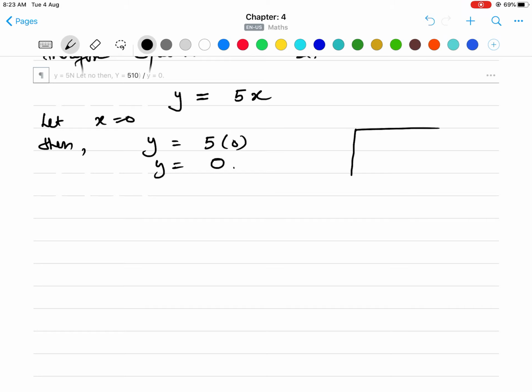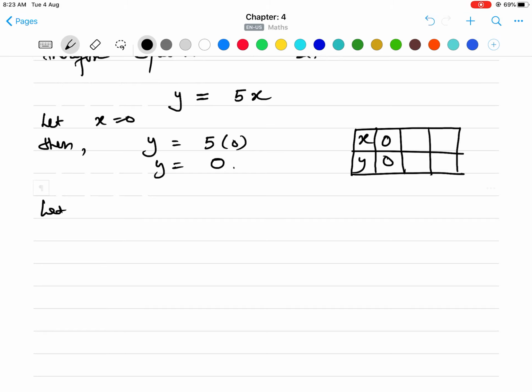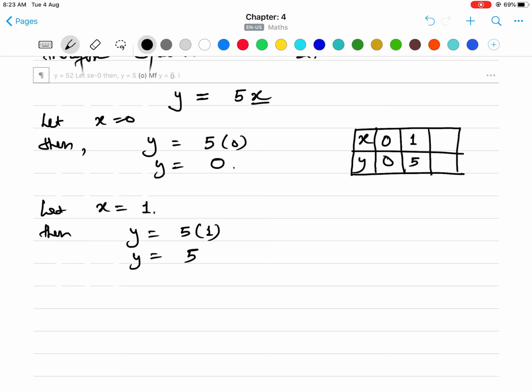We'll write this in the form of a table for x and y. First solution is 0 and 0. Let's take another one: let x equal 1. Then y equals 5 into 1, which is 5. So the solution is, on taking x equal to 1 we are getting y equal to 5.